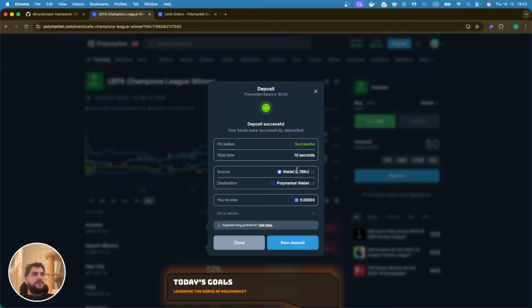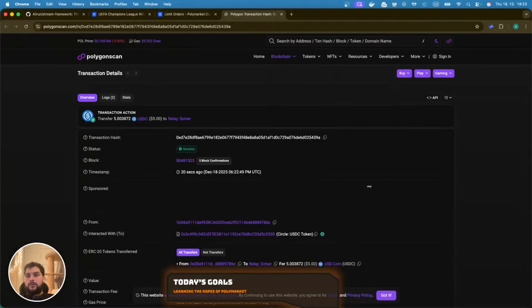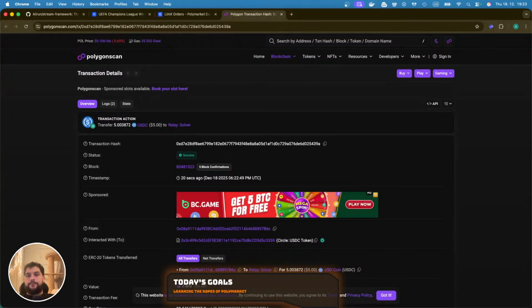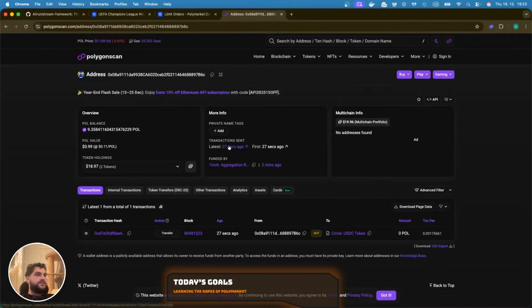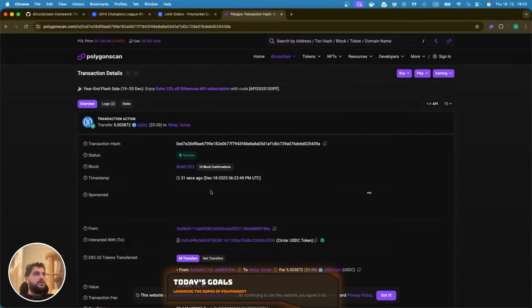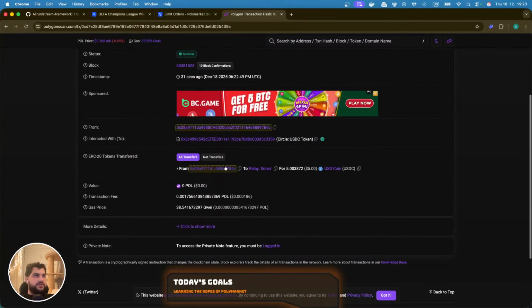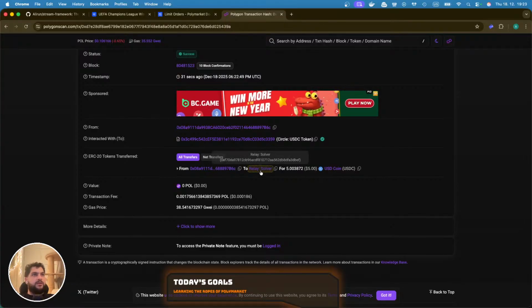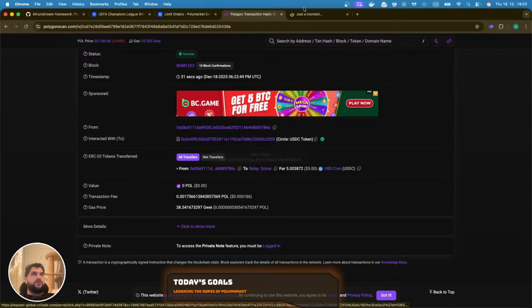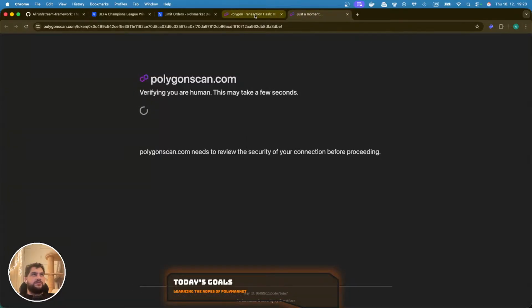Okay, so it was done. Let's see our first transaction. It's just a transfer to this deposit relay solver. This deposit wallet, which gets all the deposits.